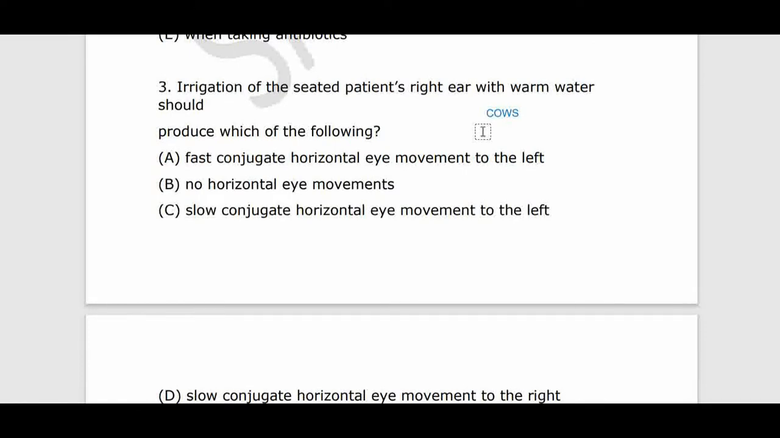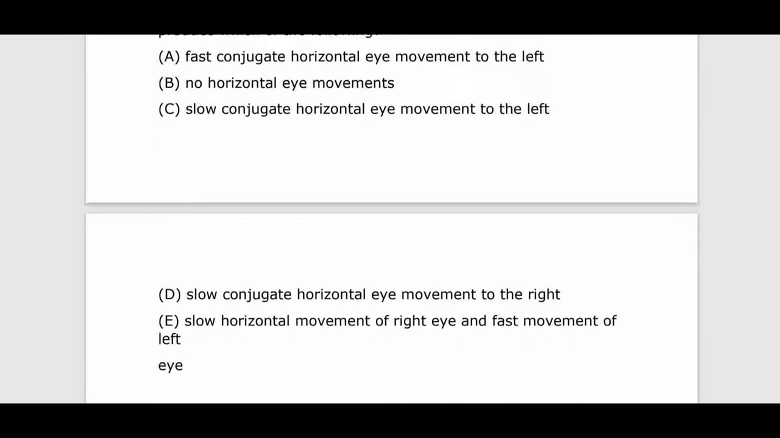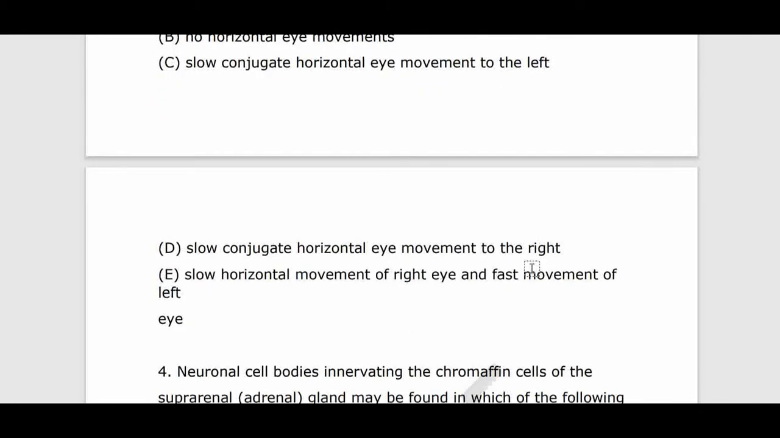So if we understand that perfectly, then we can answer this question. Warm water in the right ear, you're seeing fast conjugate. So what we're expecting is fast conjugate movement to the right, slow conjugate movement to the left. So we basically just look for that. This one says fast movement to the left, no. No horizontal movement, no. No conjugate horizontal, no. The slow conjugate horizontal movement to the right, no.